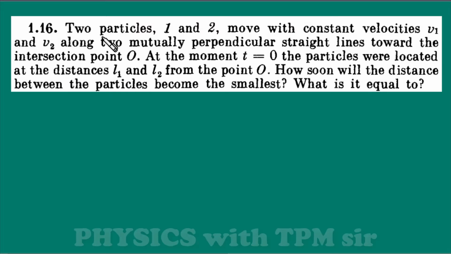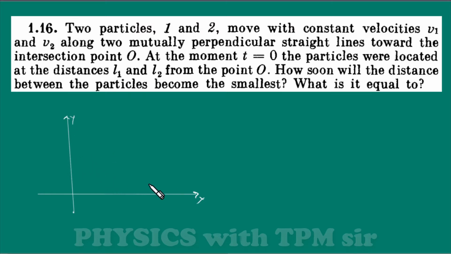Two particles 1 and 2 move with constant velocities v1 and v2 along two mutually perpendicular straight lines toward the intersection point O. Okay, let's draw this first. They are saying that there are two particles moving along two perpendicular straight lines, like this. Suppose this is x and this is y.